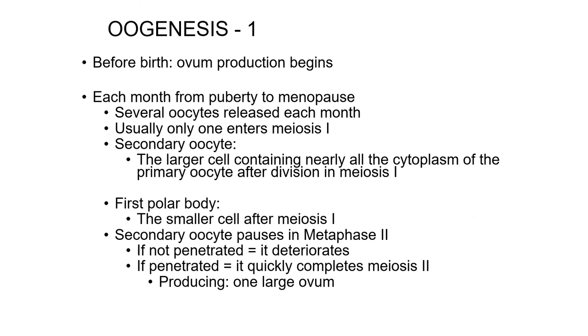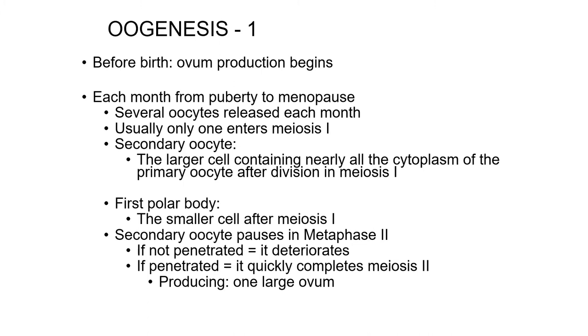So we discussed spermatogenesis in the male. Let's talk about oogenesis in the female. So this is the developing of those eggs. And what you'll find out is it's very similar to how the sperm developed. I'll have an illustration or a picture on the next slide, but let's talk about it first.